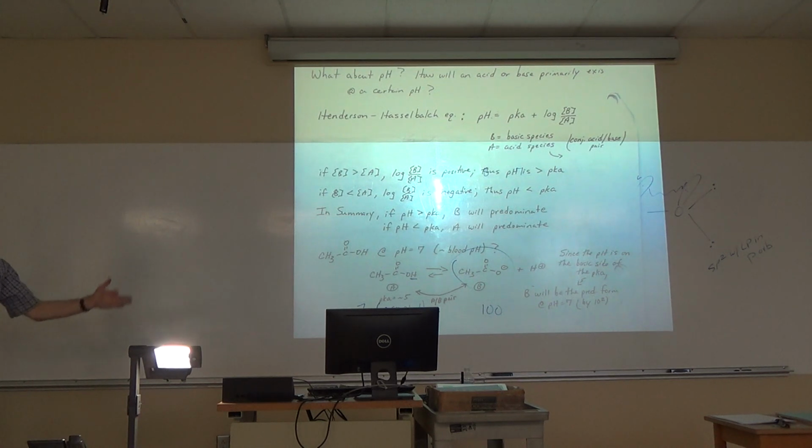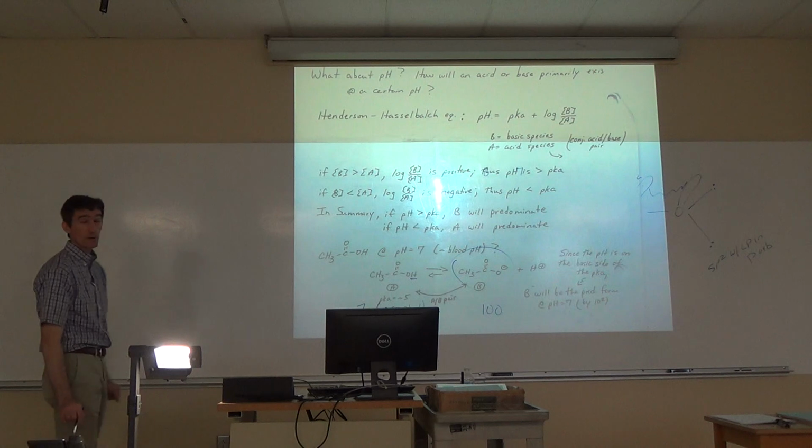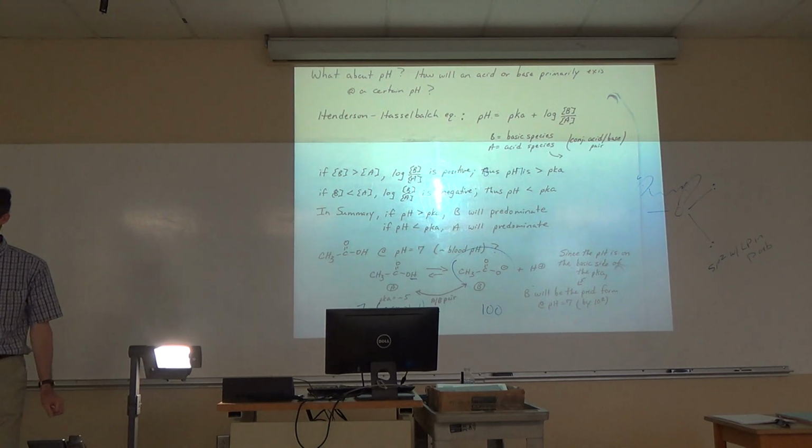What if pH was 8? Basic form would still predominate, and it would be what ratio? 1,000 to 1. What if the pH was 6? And the basic form would still predominate, it would be 10 to 1. What if the pH was 5? It would be 1 to 1.